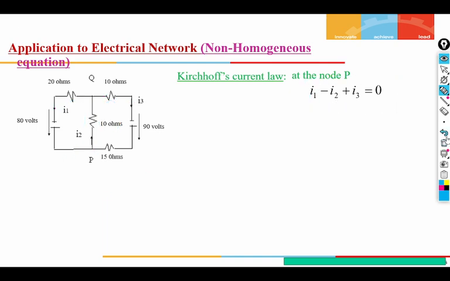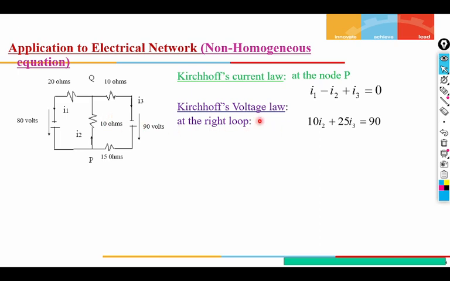Okay, so I'll rewrite all these equations again. When you apply the KVL, KVL for the right loop is 10 I2 plus 25 I3 is equal to 90, and the left loop is 20 I1 plus 10 I2 is equal to 80.